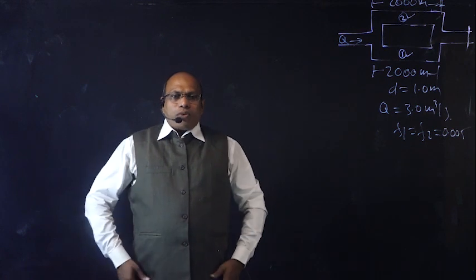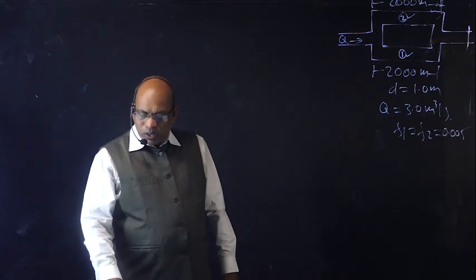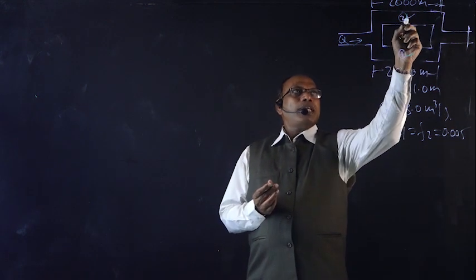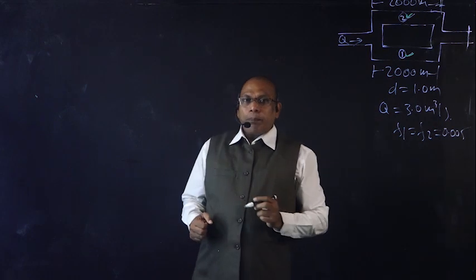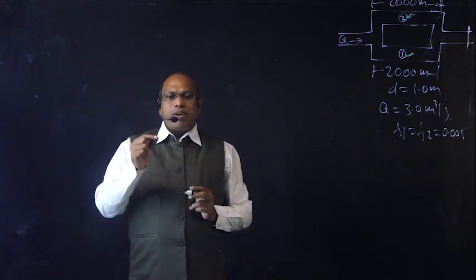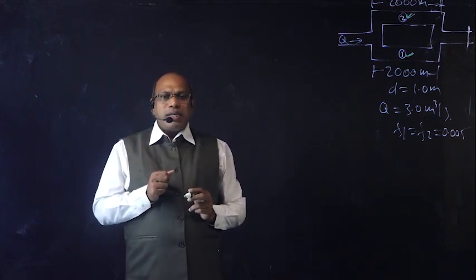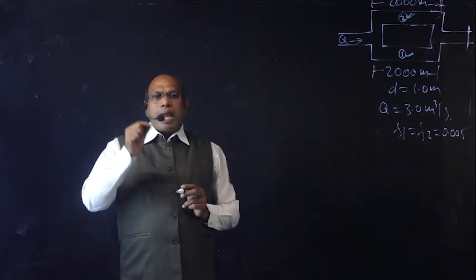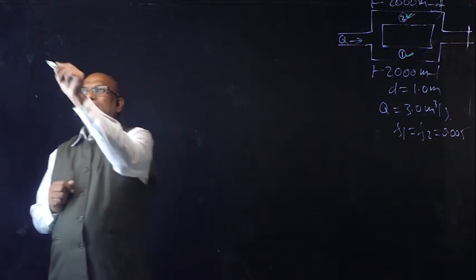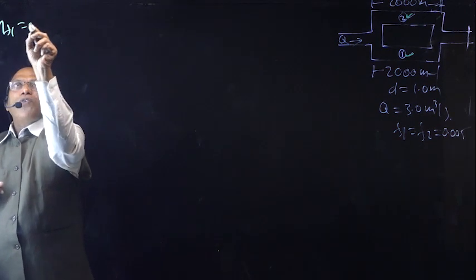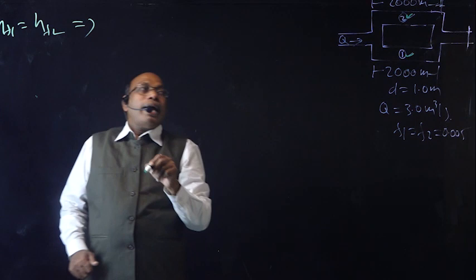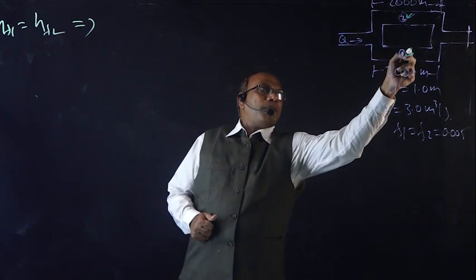Based on this data, we are going to determine the rate of flow from pipe 1 and from pipe 2. In case pipes are connected in parallel, I have given one statement: the head loss due to friction in pipe 1 is equal to the head loss due to friction in pipe 2. That is, HF1 is equal to HF2. What is the formula for HF1, head loss due to friction in pipe 1? This is pipe 1.